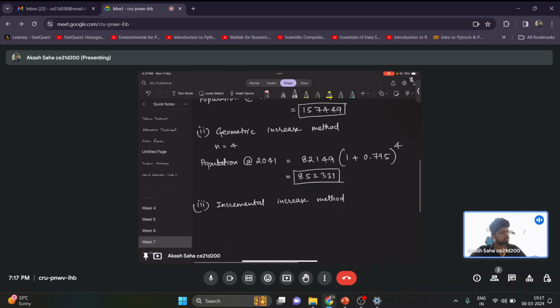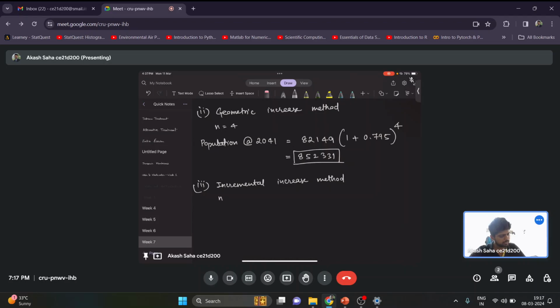Okay, so we'll now see how to find out. Again, here n will be equal to 4. So my population at 2041 would be equal to the known population plus n, where n is 4, into the average change. My average change was equal to 18,825.